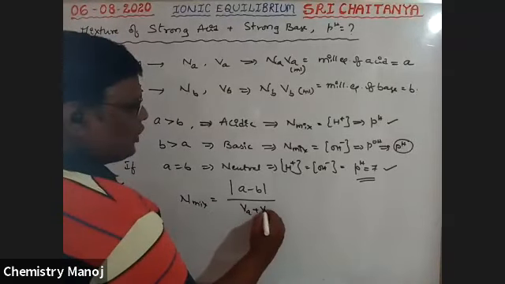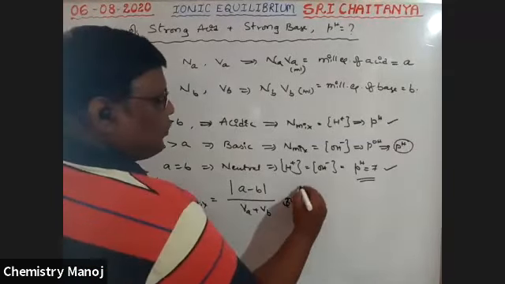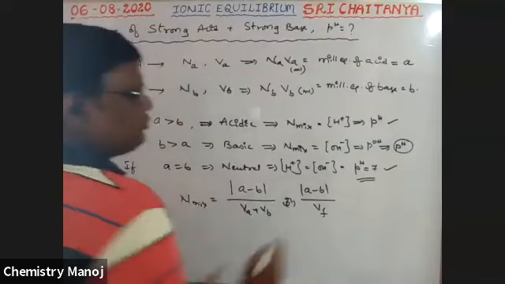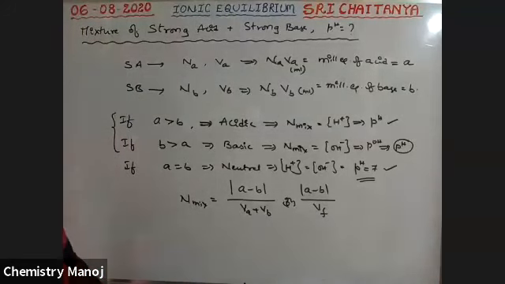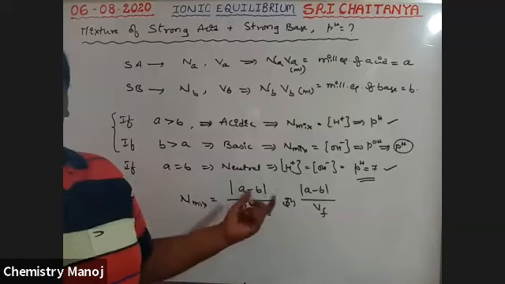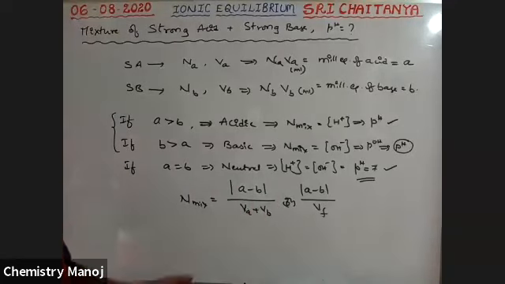divided by volume of A plus volume of B, or modulus of A minus B by V final. Modulus of A minus B by V final. So modulus means, you know, in your mathematics, the magnitude value.